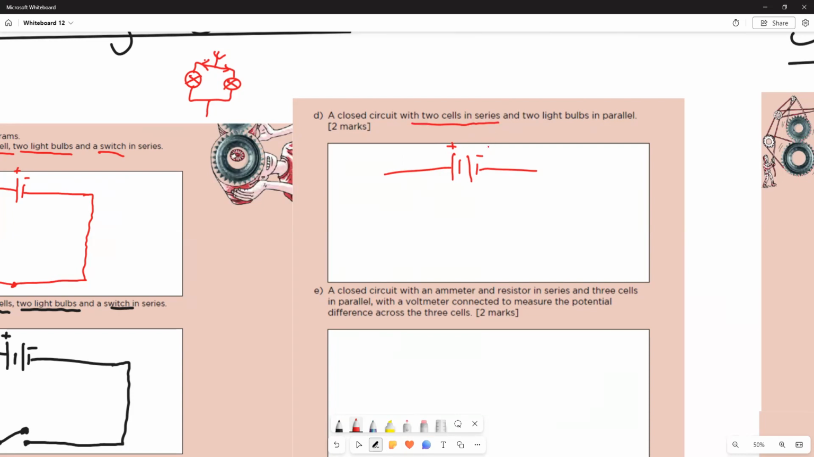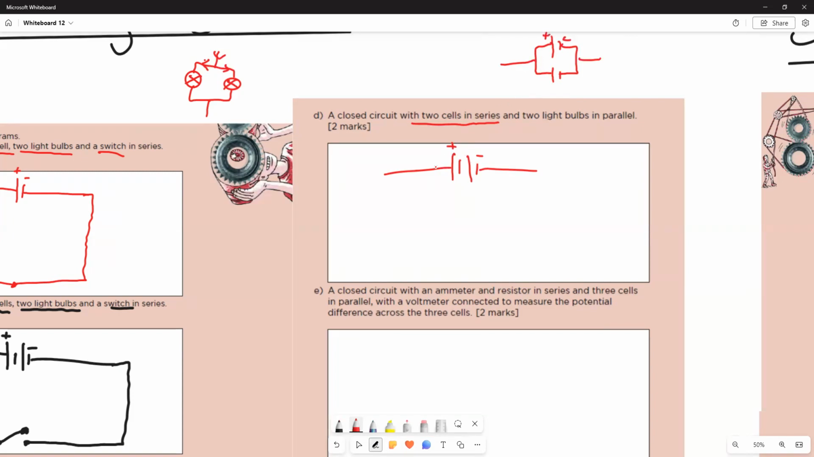So what if they said two cells in parallel? If they said in parallel, this is how you're going to do it. This is your first cell. That is your second cell. And then you do this. You do that. And then you go out. Then this will be your positive terminal and your negative.